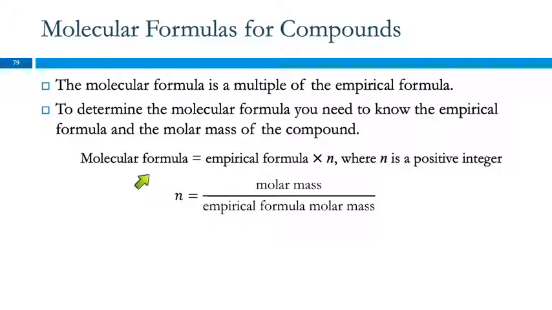And the molecular formula is the empirical formula that we just learned how to figure out times some number. How do you find out what that n is? You take the actual molar mass, this is given to you, and you divide by the empirical formula mass. So the formula you found, calculate the molar mass of it, and divide that into the actual molar mass. You'll always get a whole number here. So we'll do an example.